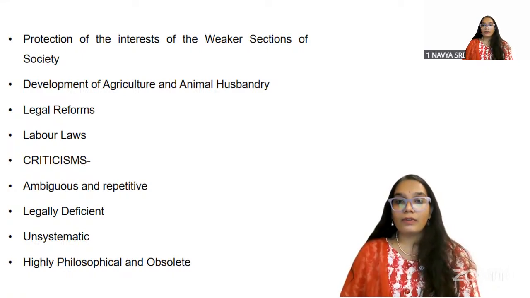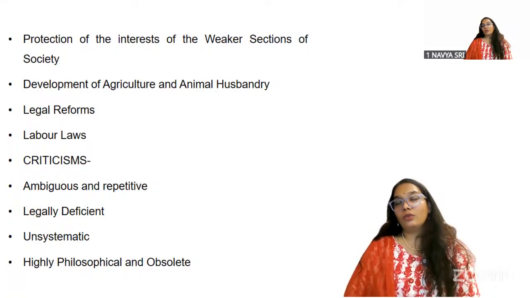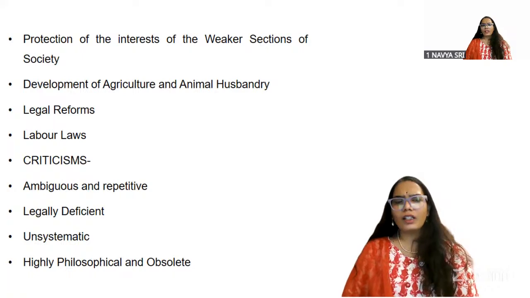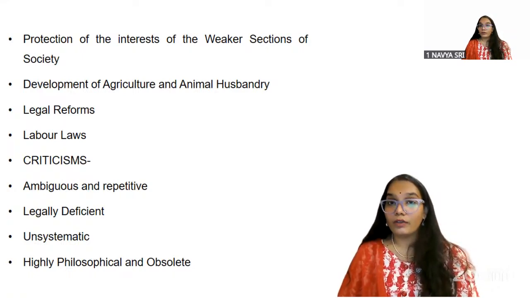Then development of agriculture and animal husbandry. See, if we look through it, development of agriculture and animal husbandry, we do not see anything about it anywhere else in the fundamental rights. So this is classic directive principles of state policy, that developing agriculture in a way would lead to better improvement in livelihood, which in fact would lead to better GDP of the nation.